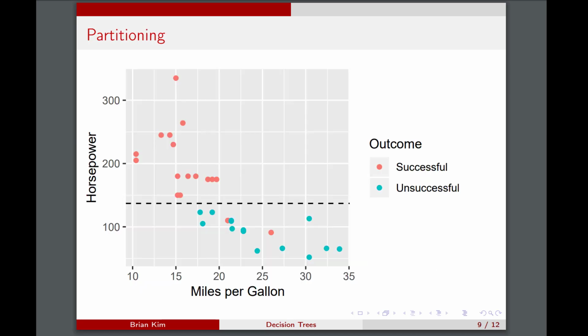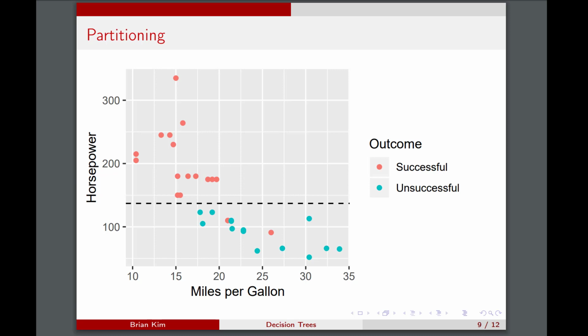So let's go back to this graph that we had. We had all of the data points here with our outcome, with our features. Right? So we had the labels, successful or unsuccessful, with the features, miles per gallon and horsepower. And what we did in that first split was make this dotted line that you see. And so what we see is that at the top, greater than that horsepower, we're going to see all successful. And at the bottom, we'll see a lot of unsuccessful.